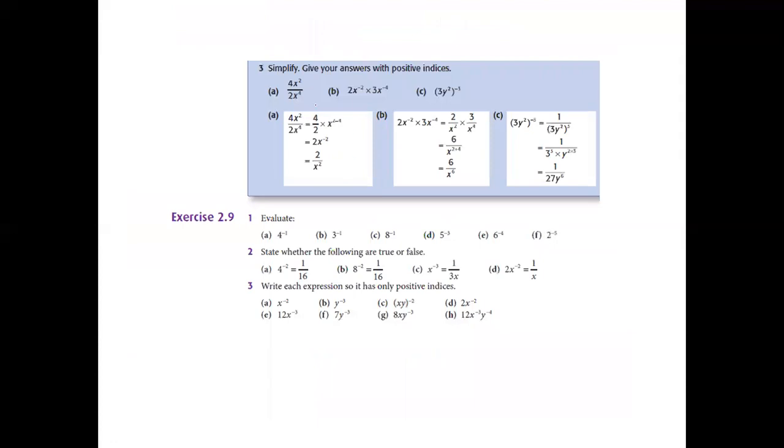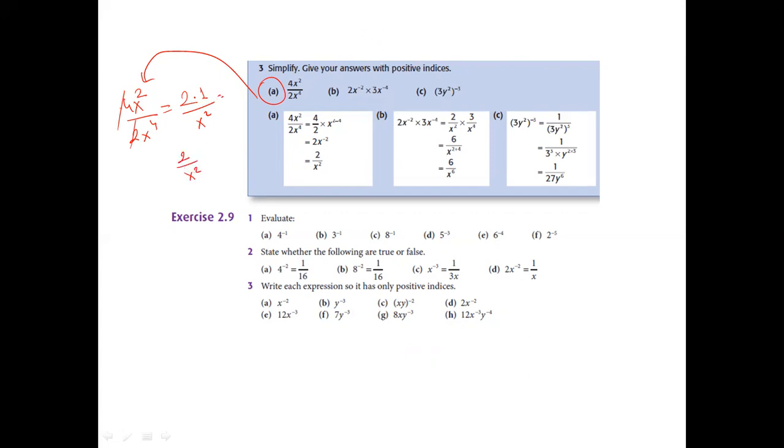And on the next page: simplify, give your answer with positive indices. So in the first exercise, you can see the fractional number given, 4x squared over 2x power of 4. First of all, let me check the coefficients of the variables, 4 and 2. We simplify these two coefficients and I will get 2. And x power of 2 over x power of 4 means 1 over x power of 2. So the answer is 2 over x power of 2, or x squared.